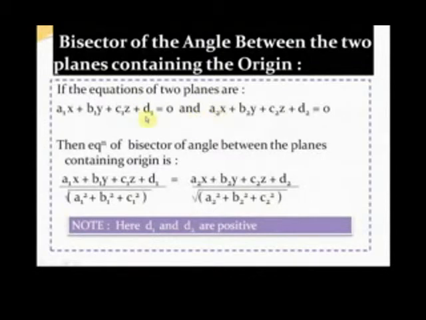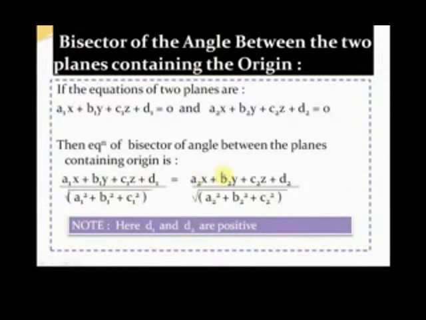Now if we are to find the equation of bisector of angle between these two planes containing the origin, then this is given by the expression (a1x + b1y + c1z + d1) divided by under root of a1 square + b1 square + c1 square, equal to (a2x + b2y + c2z + d2) divided by under root of a2 square + b2 square + c2 square. Now here we have taken the positive sign.